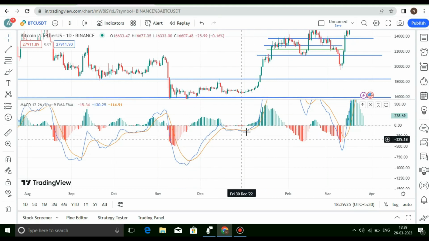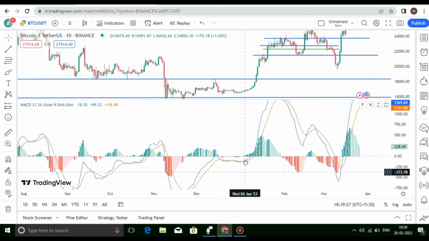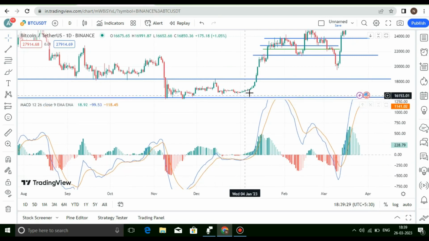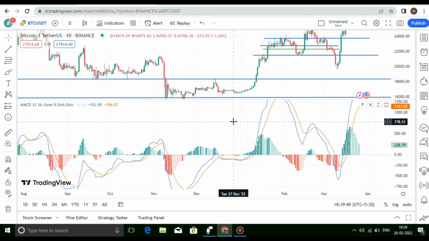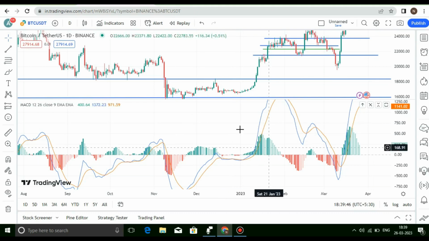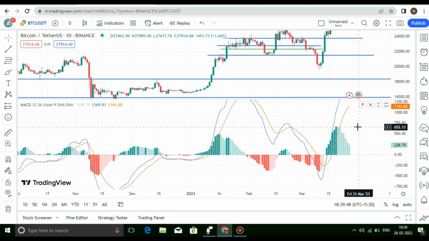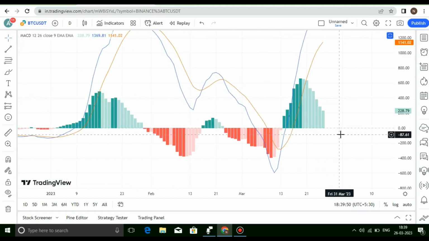Here also the crossover happened. At this place also the crossover has happened, and the prices have gone up with very huge power. So this is the power of MACD as well. You can predict the market by MACD. So this was MACD, guys, and I will also try to explain the volume thing.